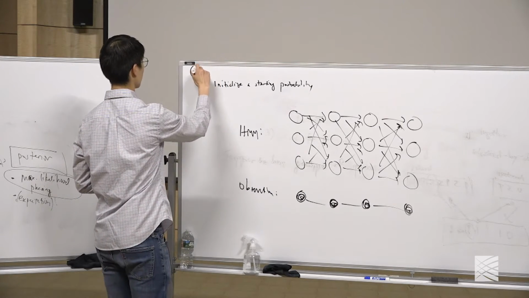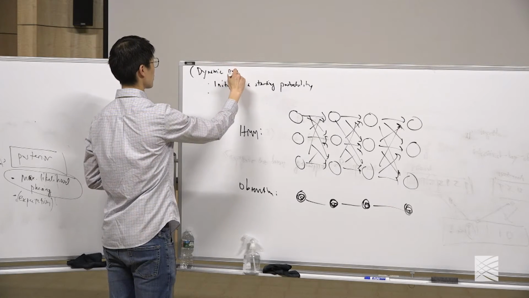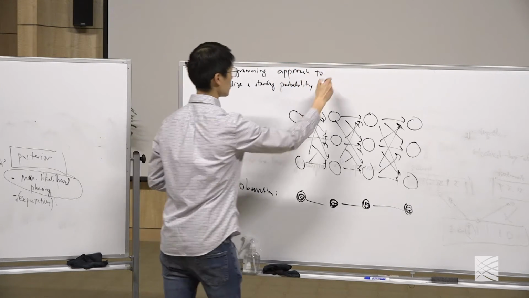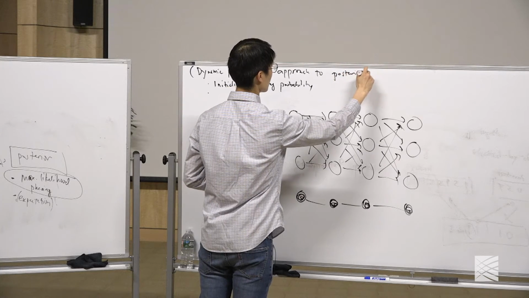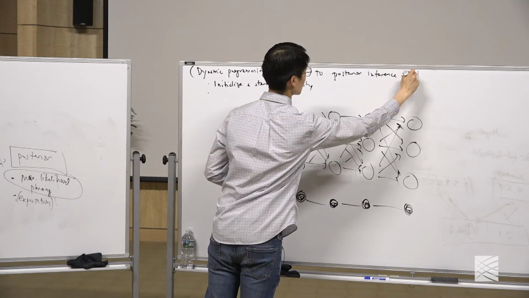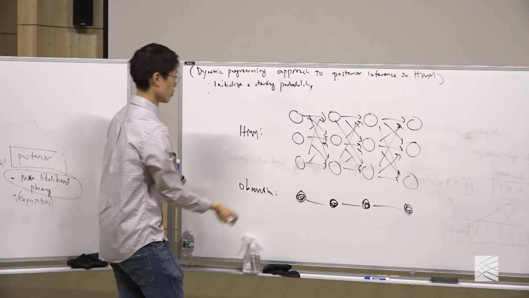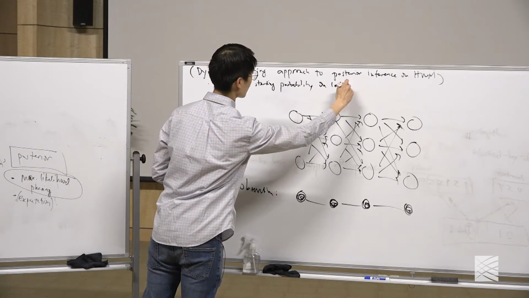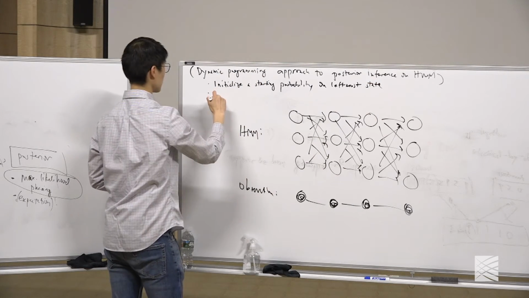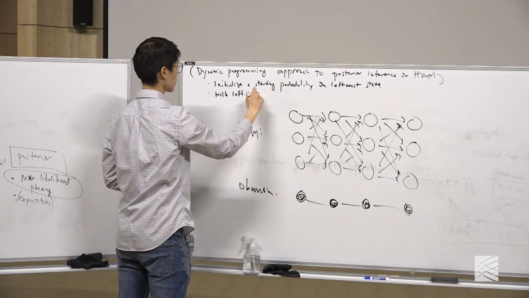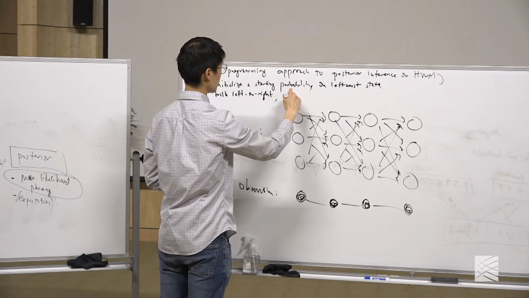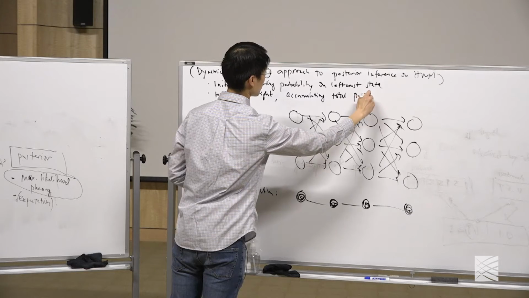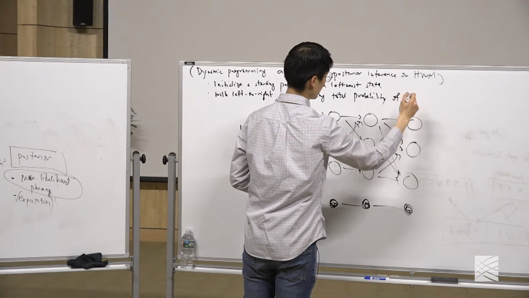And maybe I should preface this: a dynamic programming approach to posterior inference on HMM. So initialize starting probability on the first state, on the leftmost state. And then we walk left to right, accumulating the total probability of reaching a state.